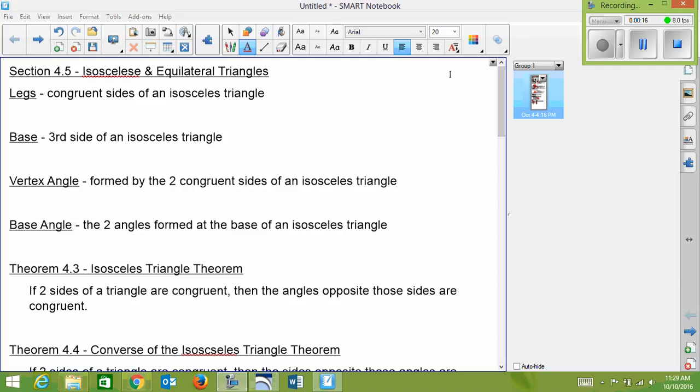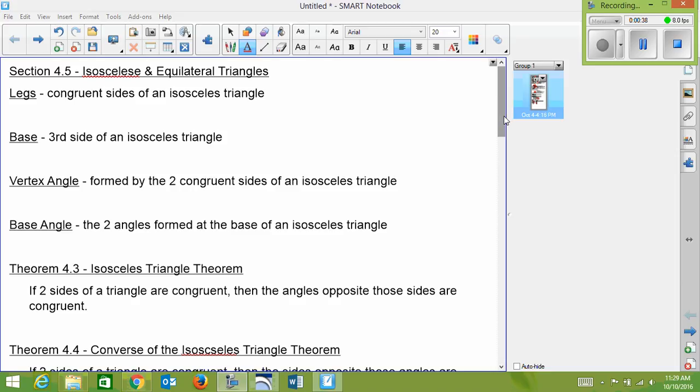When they're talking about legs, they're talking about the congruent sides of an isosceles triangle. The base would be the third side of that isosceles triangle, the side that's not equal to the other two. A vertex angle would be formed by the two congruent sides of an isosceles triangle. And the base angles would be the two angles formed at the base of the triangle.